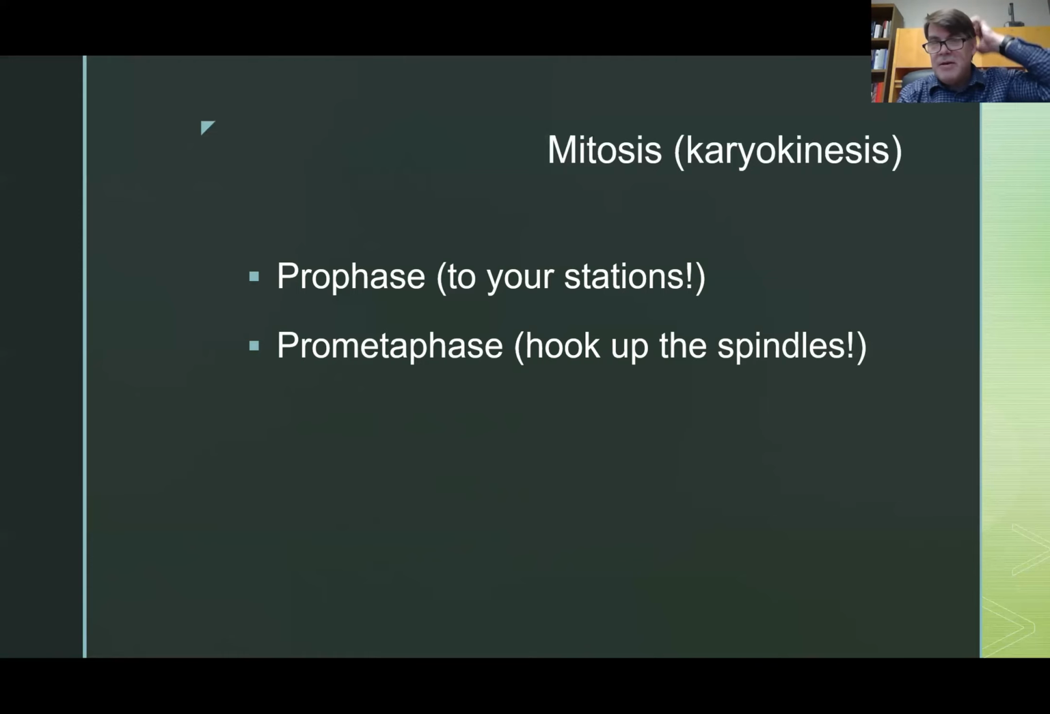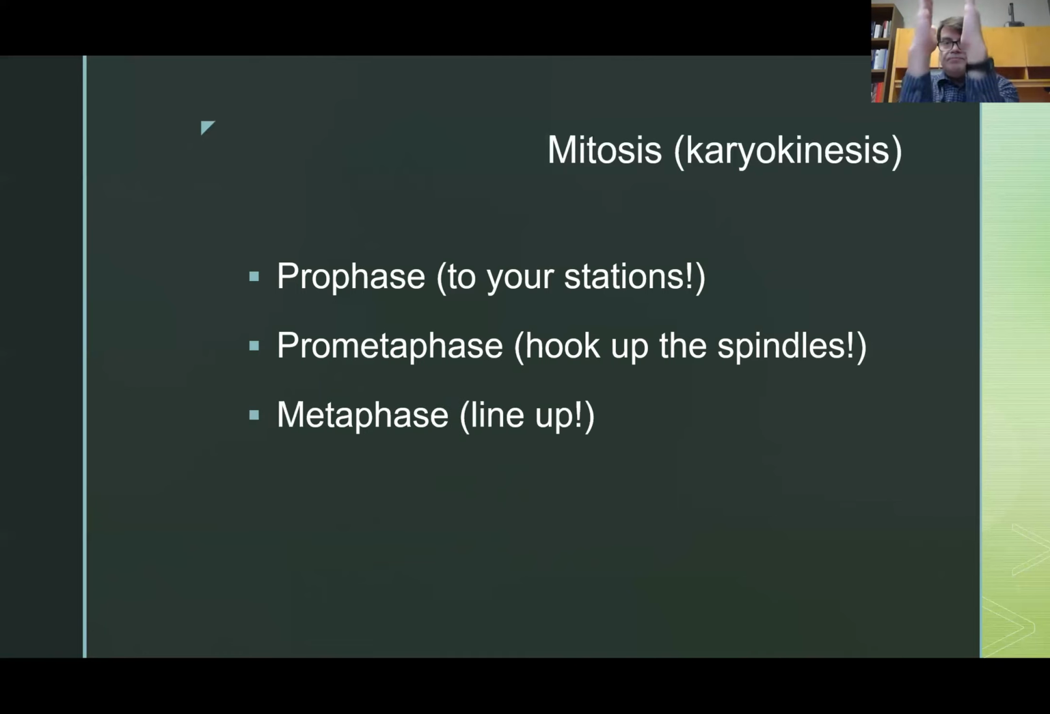And then metaphase is line up. Everybody lines up in the middle. They all get in what's called the metaphase plate. The chromosomes all line up. So for human beings, 23 partners are lined up to get ready to pull apart. Is that right? I guess it should be 46, because we're not talking about gametes here. We're talking about actual cells. So 46 chromosomes lined up.